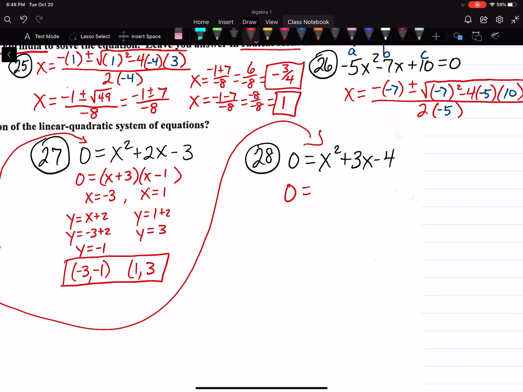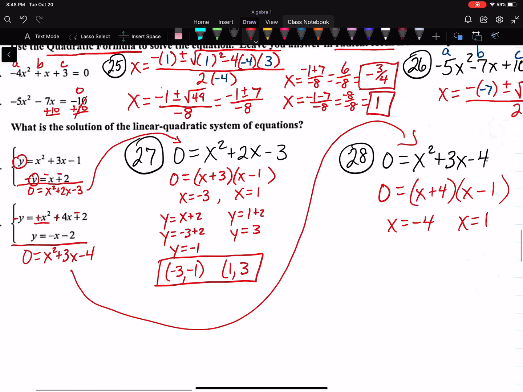So our last problem, again, I'm going to factor because it is usually, if you can factor, the quickest and easiest way of doing it, unless you have to borrow or something. Two numbers that multiply to be negative 4 and add up to 3 would be positive 4 and negative 1. So that means x will be negative 4 and x will equal positive 1. I don't know why I wrote negative there, sorry. Positive 1. And then don't forget to plug them back in.